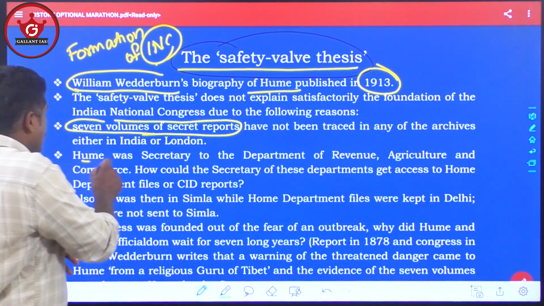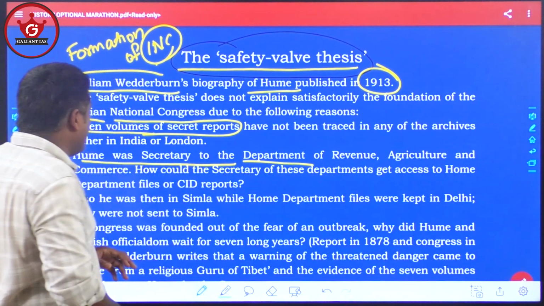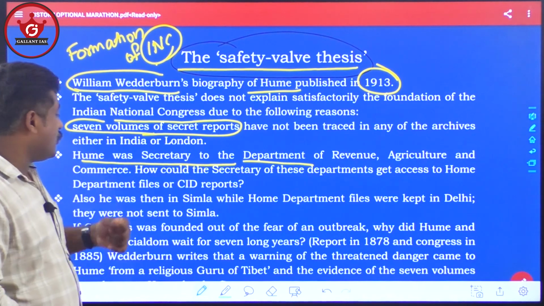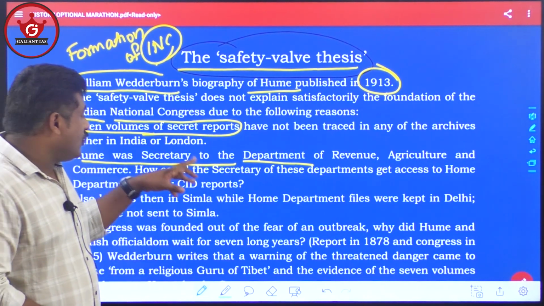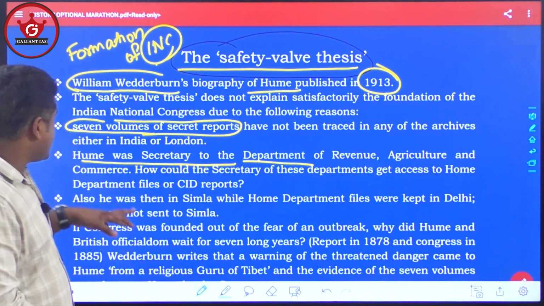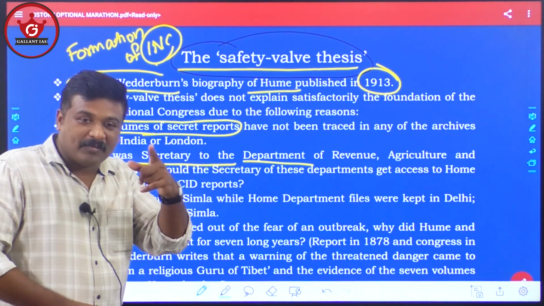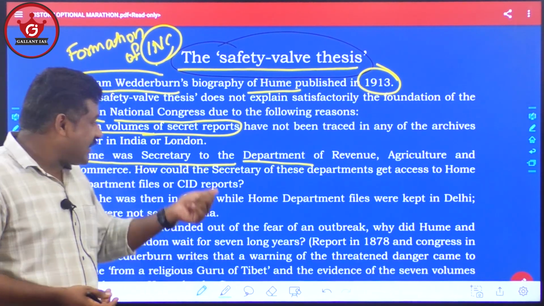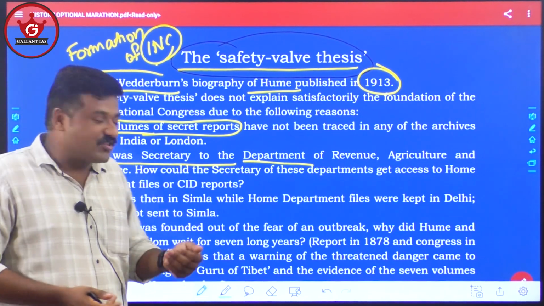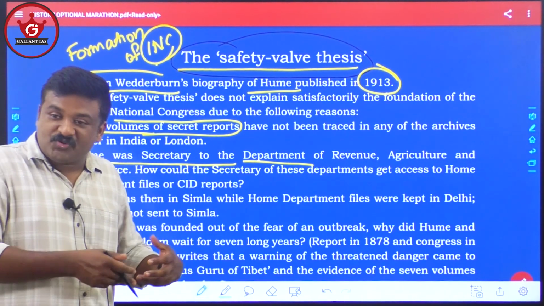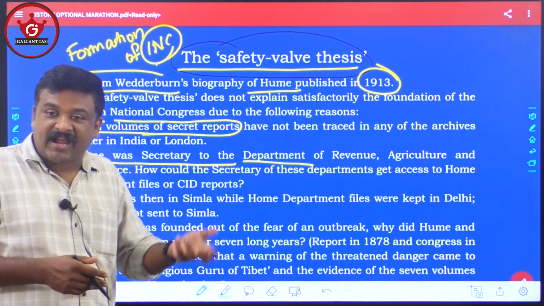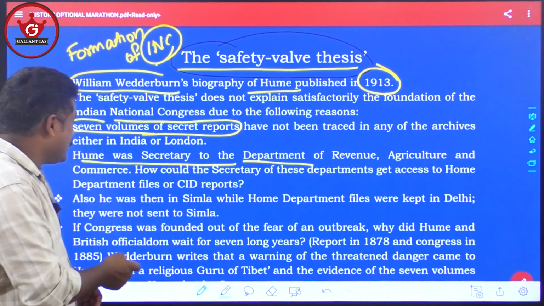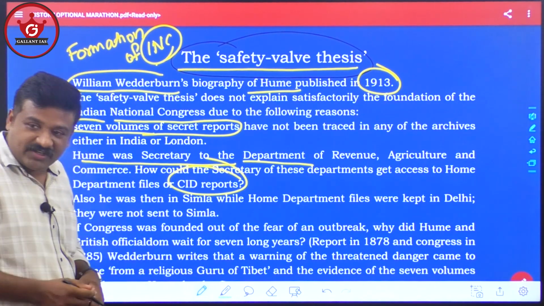Now see, Hume was the secretary of the Department of Revenue, Agriculture and Commerce. Now the question is, how could the secretary of these departments get access to Home Department files? That is another probable question. These are questions raised by historians only. How could he access these particular CID reports? That is another question.